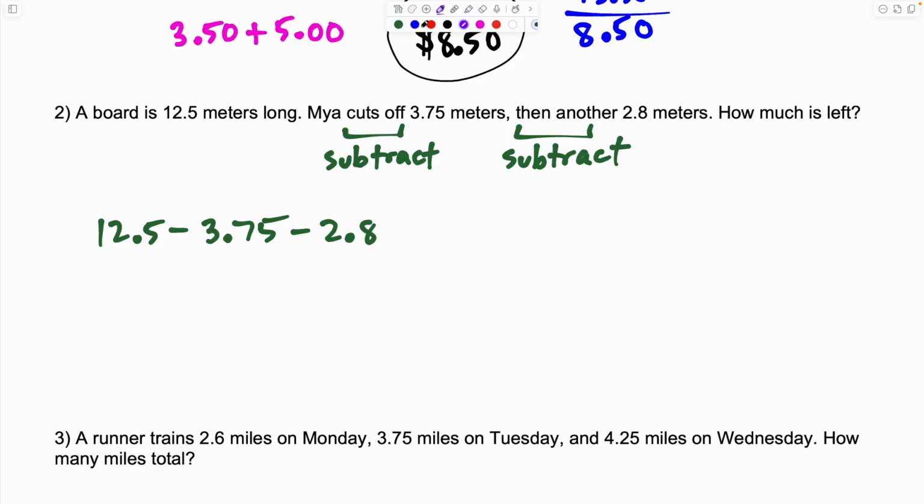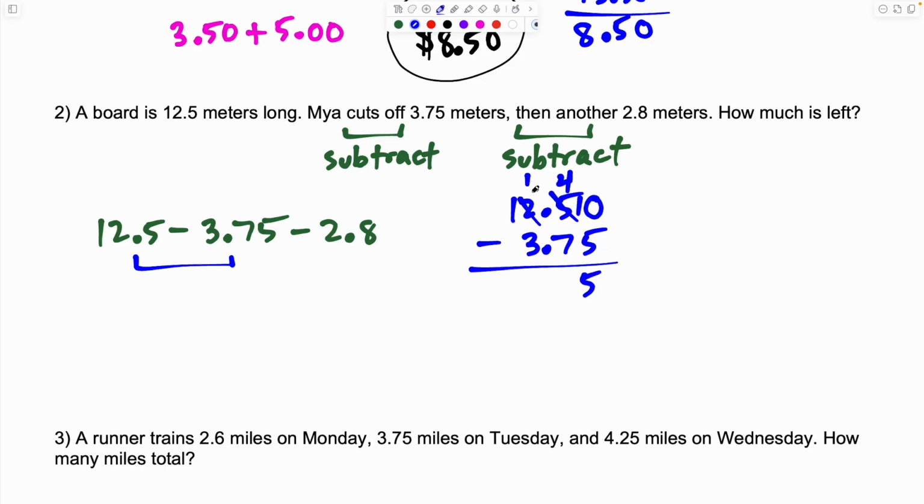And since we're only dealing with subtraction here, we could just move from left to right. So first, we could do 12.5 minus 3.75. And notice there's no digit above the 5, so we could put a 0 in as a placeholder. And now we start the process. So I'm going to borrow here, so we could turn this 5 into a 4 and move the 1 over. 10 minus 5 is 5. We can't do 4 minus 7 because 7 is greater than 4. So we borrow here to turn this into 11, and we move a 1 over here. 14 minus 7 is 7. Bring down the decimal, and now we're doing 11 minus 3 is 8. So we could write this now as 8.75 minus 2.8.